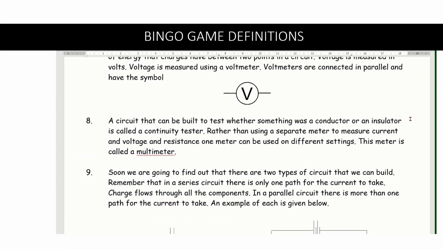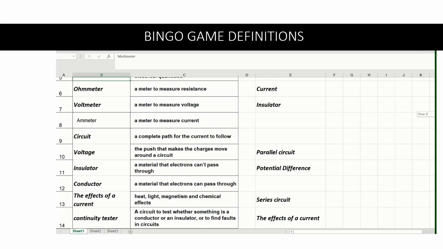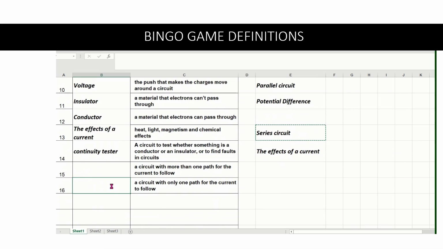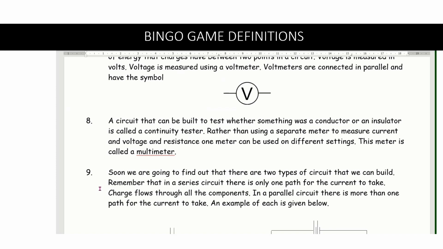Soon we're going to find out that there are two types of circuit that we can build. A series circuit is one where there's only one path for the current to take. Bingo! So a series circuit is a circuit with only one path for the current to follow. Remember that in a series circuit, there's only one path for the current to take. Charges flow through all the components.